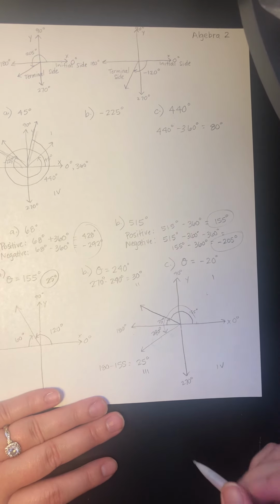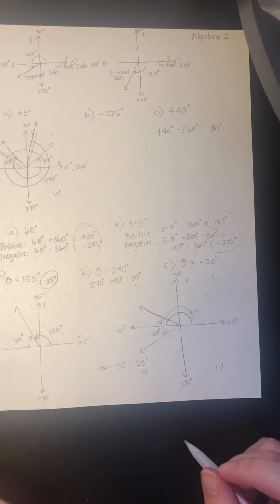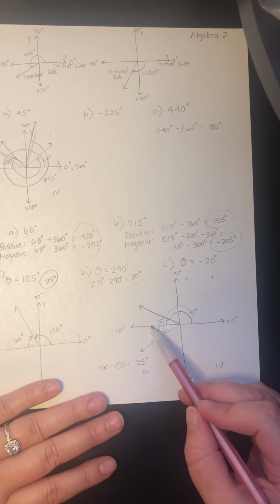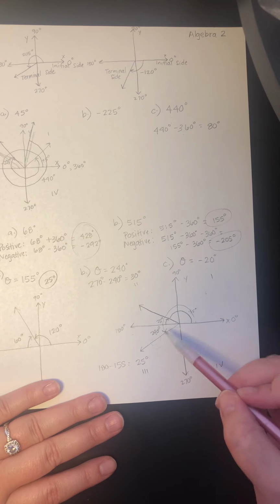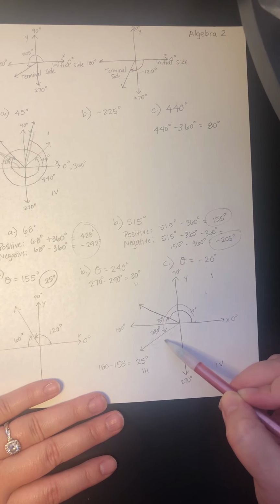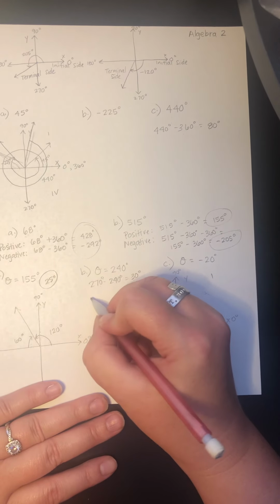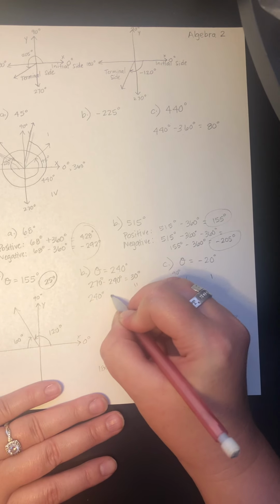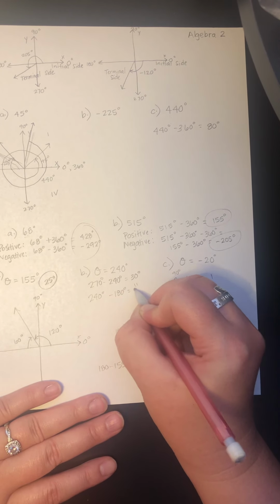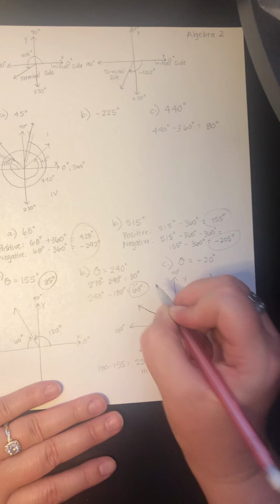Because a reference angle is always going to go to the x-axis. You're always going to refer it back to the x-axis. So the difference between 180 and 240, that will tell us what our reference angle is. If we do 240 degrees minus 180 degrees, we have 60 degrees. That's going to be our answer.